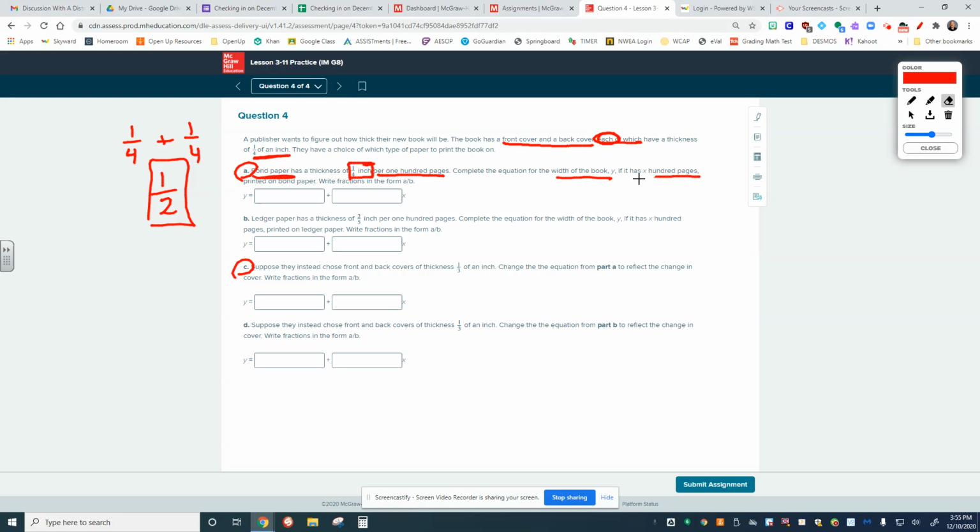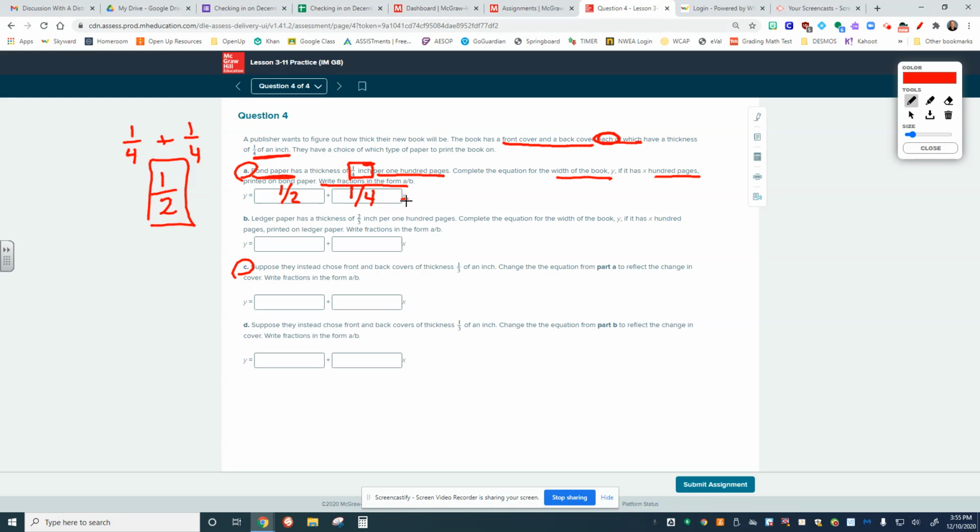Now, how do I use that? Well, we come over in here, print it on bond, write the fractions in the form a over b. So we have to use fractional values. And when we put this in here, the constant value, let's think about the covers first. The covers together are 1/2 of an inch. And then the paper is 1/4 of an inch per 100 pages.